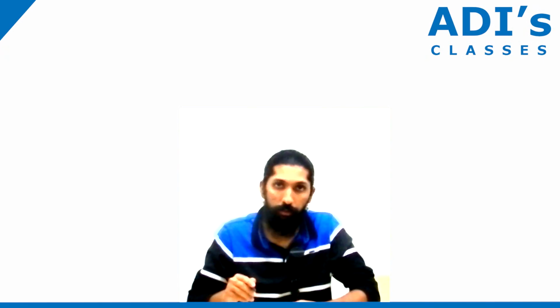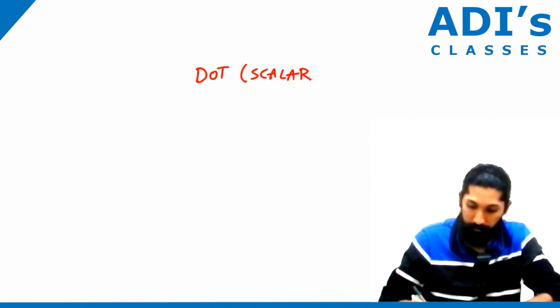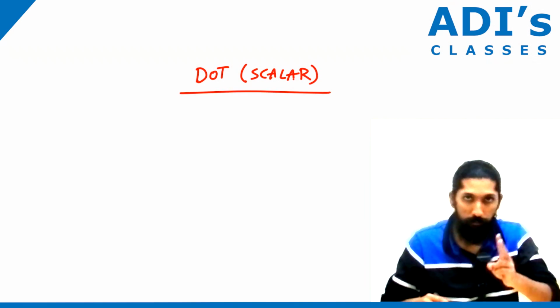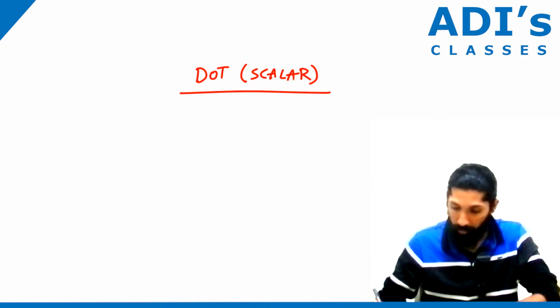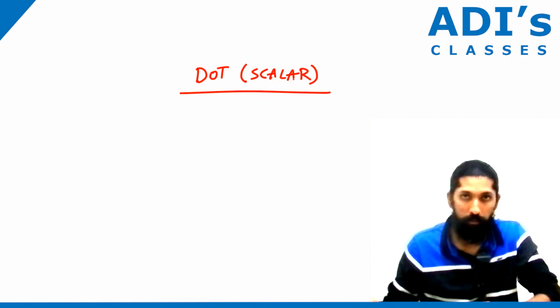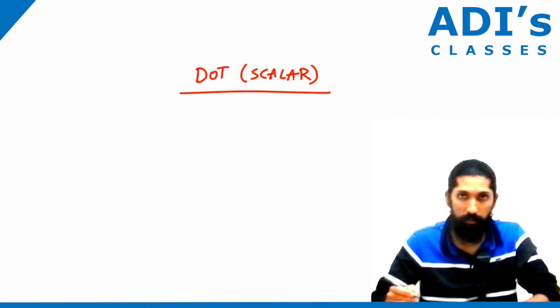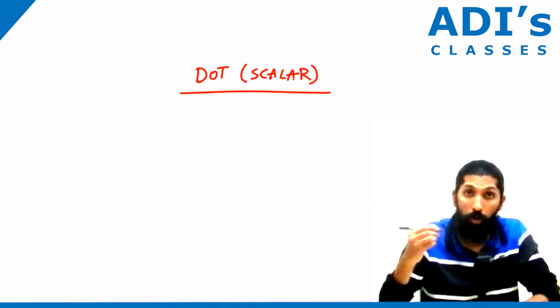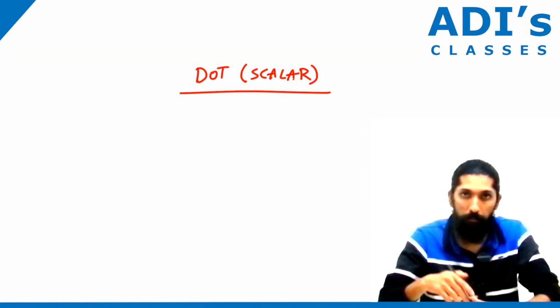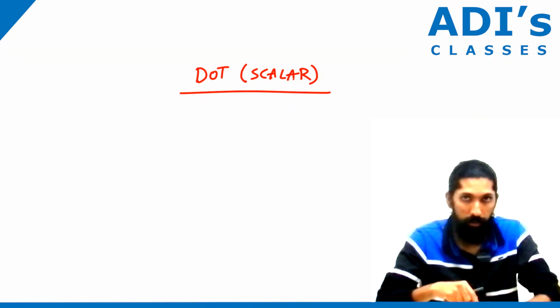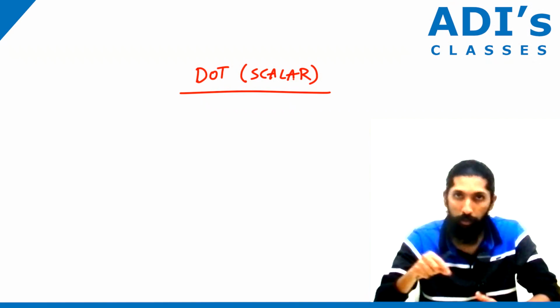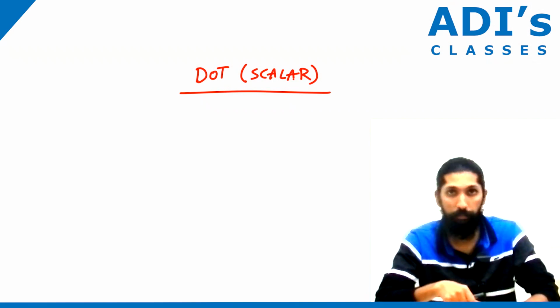In this particular video, we are going to discuss the dot product, which you can also call the scalar product, the scalar product of two vectors. What do we mean by a scalar product or a dot product? Whenever we talk about a dot product, the first thing is that between the two vectors, we calculate the magnitude of the product. That is basically the dot product, which is why we call it a scalar product.